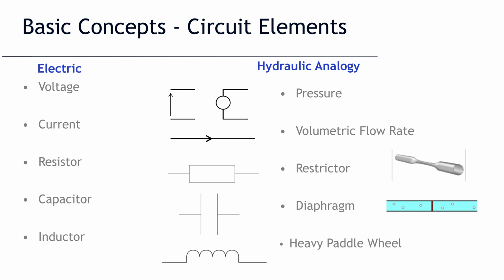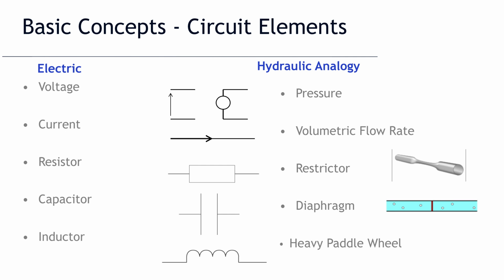5. Inductor versus heavy paddle wheel. An inductor can be compared to a heavy paddle wheel in the pipe. When water starts to flow, the wheel resists sudden changes in flow due to its inertia. In electrical terms, an inductor resists changes in current, storing energy in its magnetic field.